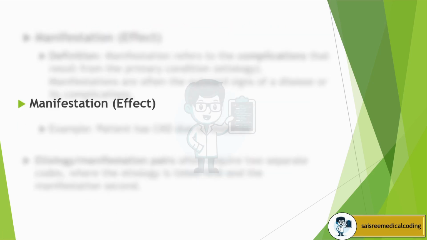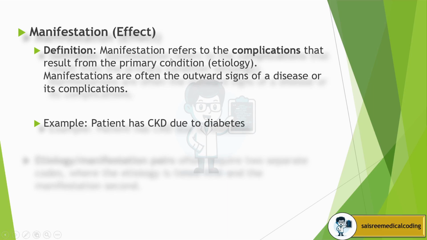Next, we'll see the manifestation. Manifestation is nothing but effect, or we can call it a complication. In definition, manifestation refers to the complications that result from the primary condition. Manifestations are often the outward signs of a disease or its complication.